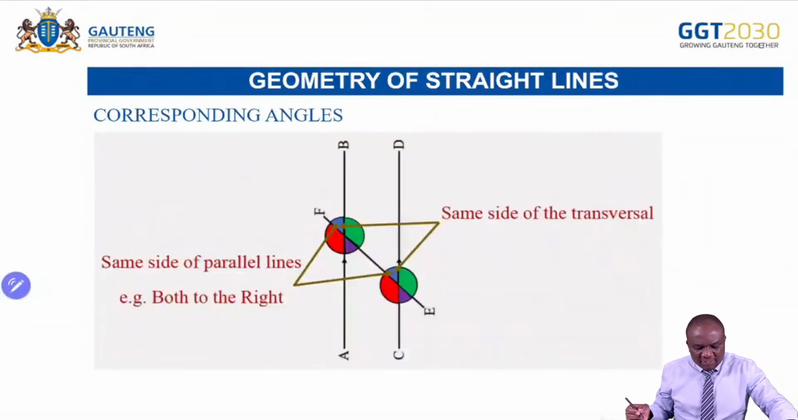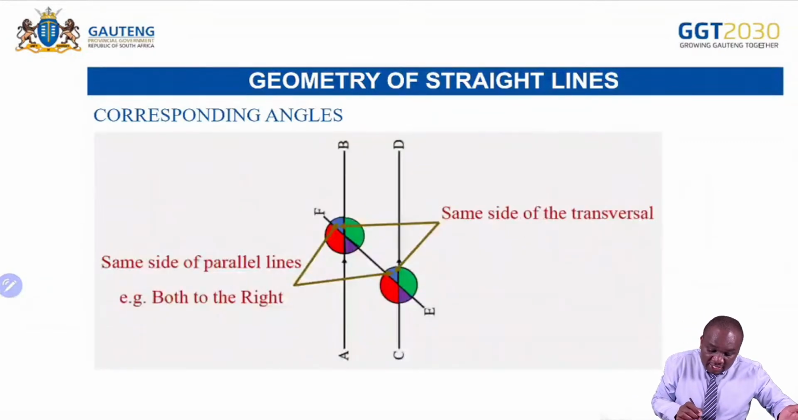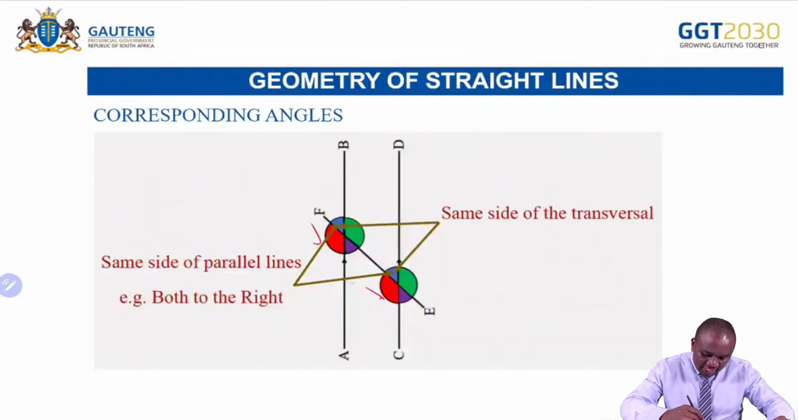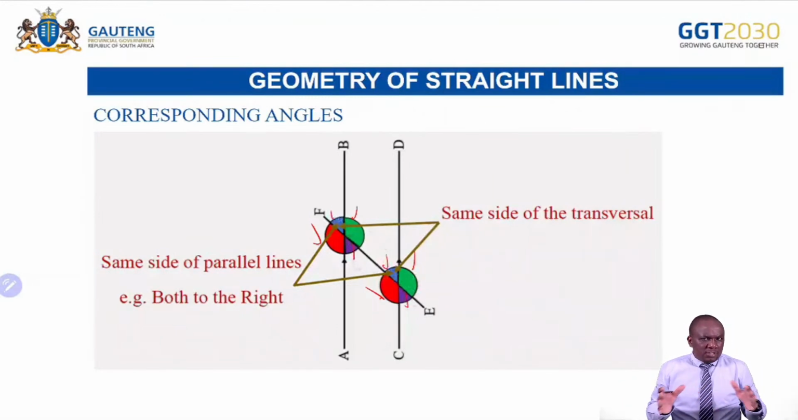When the diagram is like this, you can say both of them are on the left of the parallel lines, or both of them are on the right of the parallel lines. But you see that they are on the same side of the transversal. Okay, same side of the transversal. This is how you identify the corresponding angles.